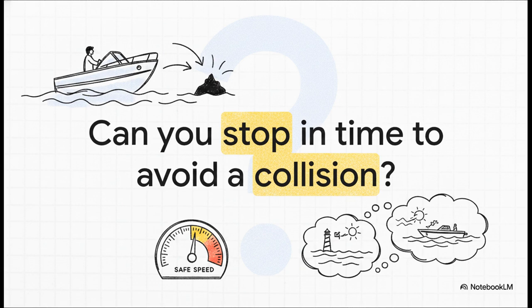Which leaves us with this provocative final thought for the next time you, or maybe someone you're riding with, takes the helm. Based on the rigorous, universal checklist of Rule 6, are you actively calculating a truly safe speed where you know for a fact you can stop in time? Or are you just cruising along, hoping for clear waters? Understanding that difference doesn't just mean you're following the law. It's what ensures everyone gets back to the dock safely.